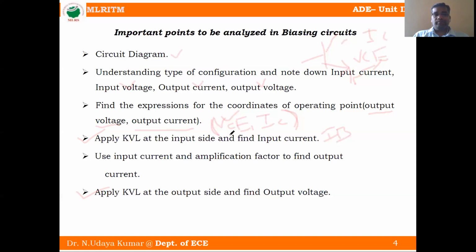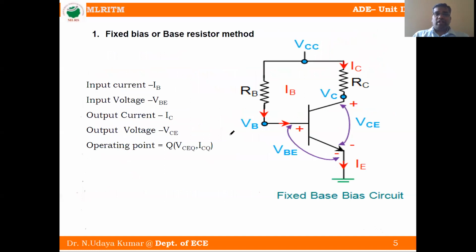Okay. So the first topic is fixed bias, or the base resistor method. Why is it fixed bias? Why are we calling it the base resistor method? You will come to know. See, this one is the fixed bias circuit.